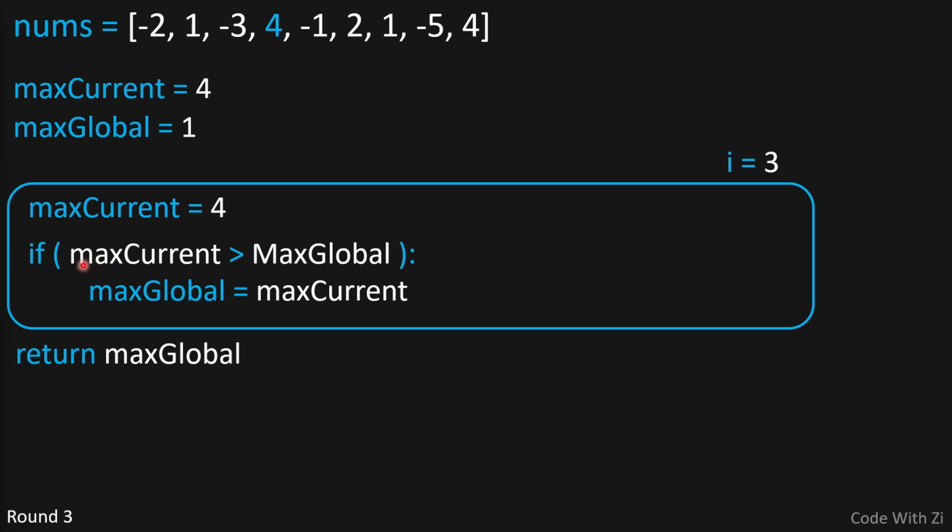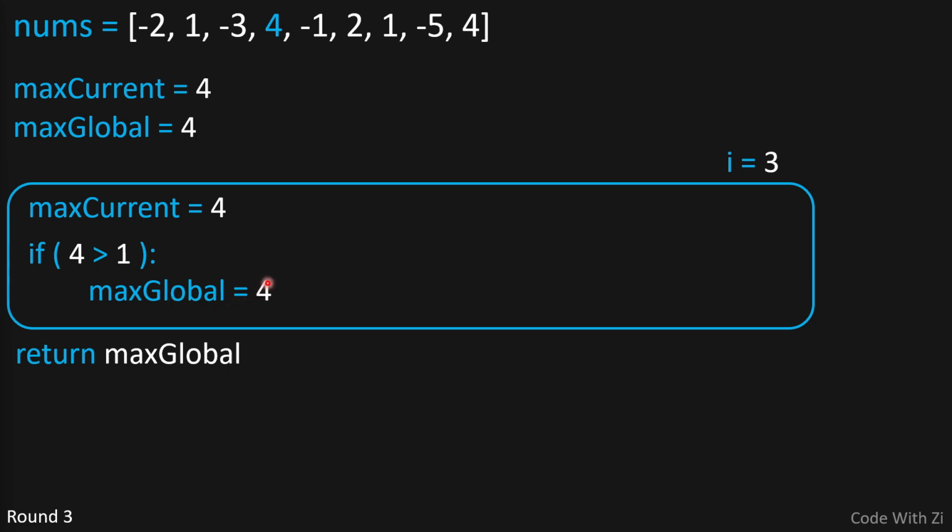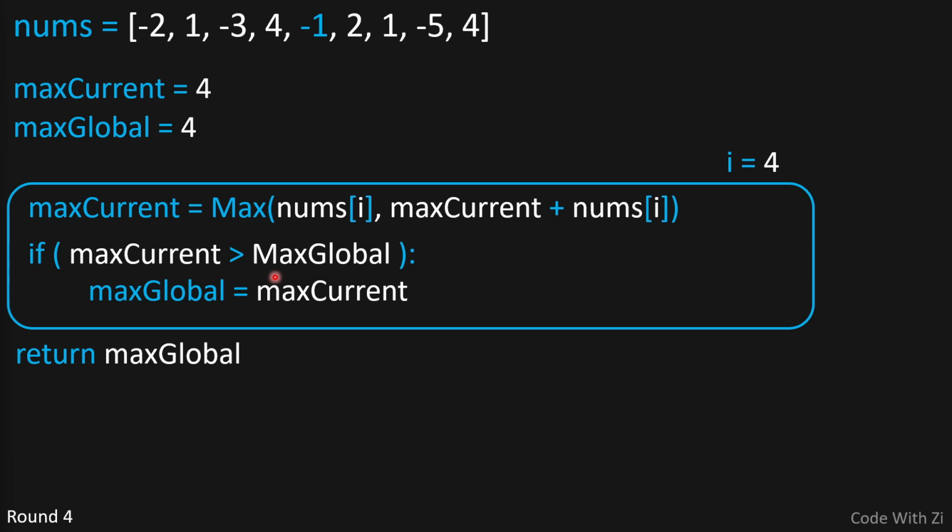Now we're going to check if max current, which is 4, is greater than max global. Well, max global is 1. So this is going to be a true statement. And we're going to enter this if statement. And we're going to say max global should be equal to max current, which is 4. And now our max global is going to be equal to 4. And then we're going to enter the next round.